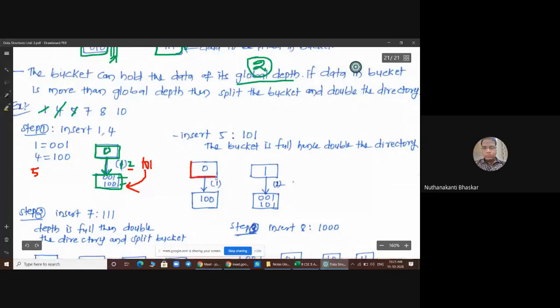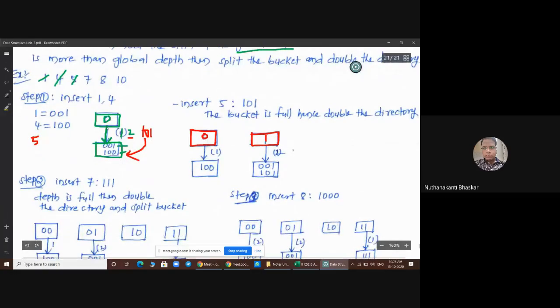Are you clear? Bucket 0 is already there. Now the next bucket we have to create is 1. Are you clear? Hello? No response, I cannot continue. Time is very less. At least we have to finish this unit today.